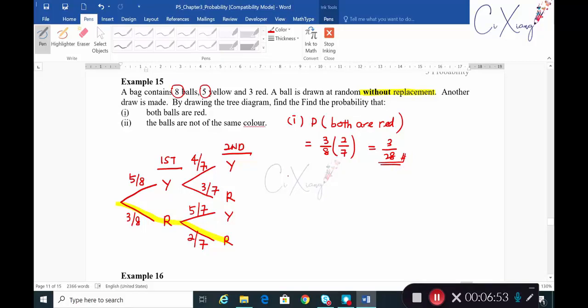Alright, so this is how you apply the tree diagram. You can see that if you fill in the values for the probabilities wrongly, your final answer will definitely be wrong as well. Okay, now we go to part number 2. For part number 2, the balls are not of the same color. So they want the balls which are not the same color.